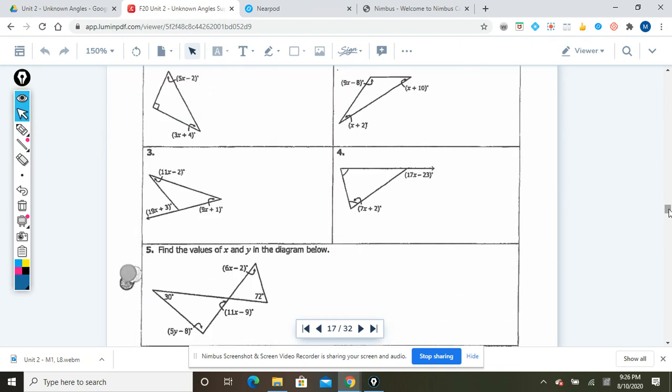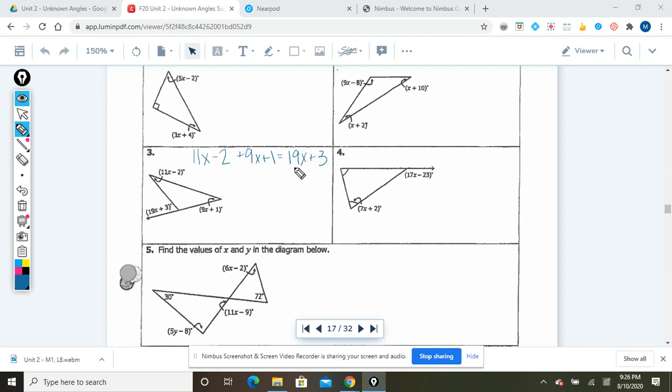We look at number 3. This is going to use the triangle exterior angle theorem. That says that the two remote interior angles, which remember are the angles that are not next door to the exterior angle, will add up to the exterior angle. So I'm going to say 11x minus 2 plus 9x plus 1, my bad, should equal 19x plus 3.